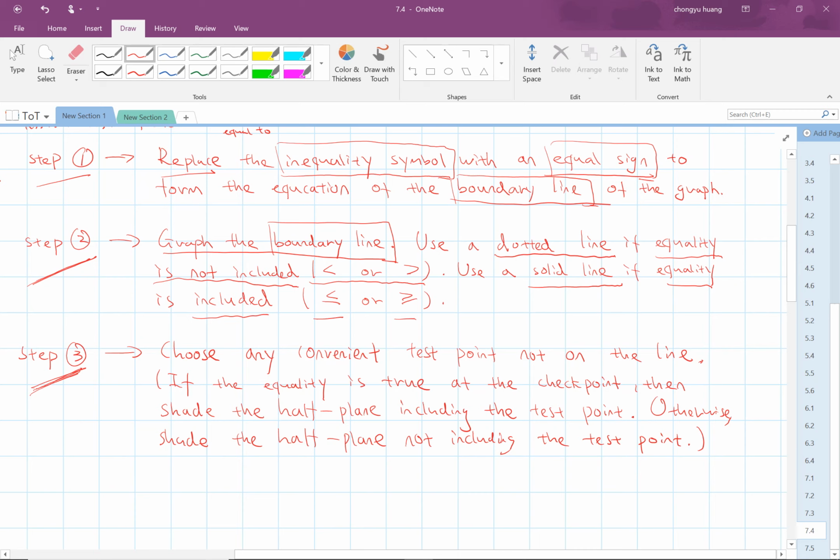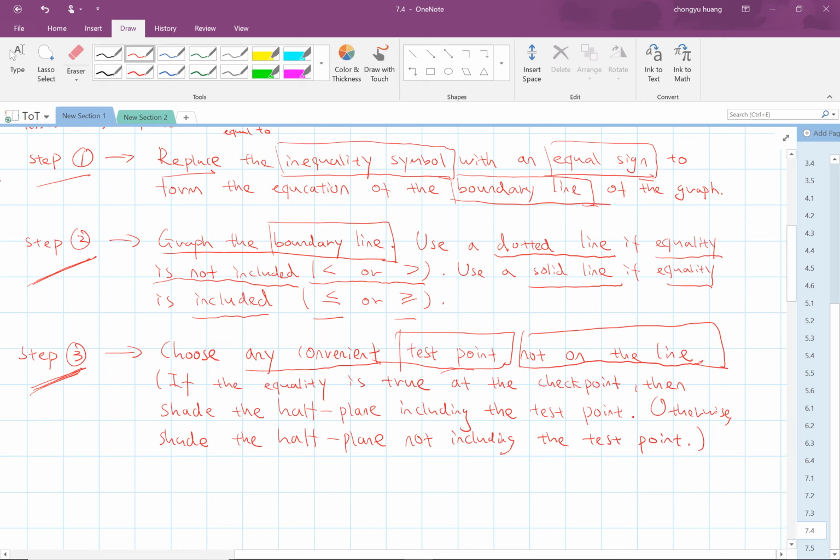Step 3 is basically saying you're going to choose any convenient test point. Okay, you're going to choose some point, and that point has to be not on the line, not on the bounded line. So you can choose any point, as long as it is not on the line.